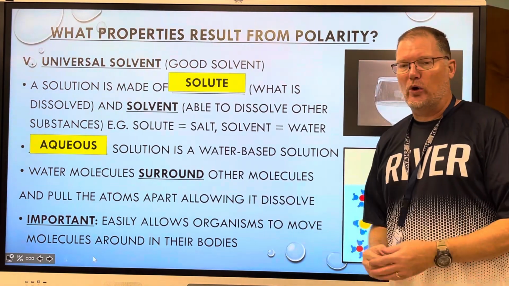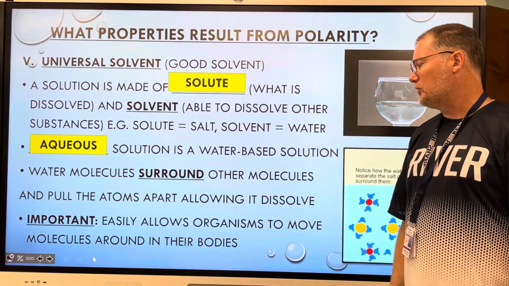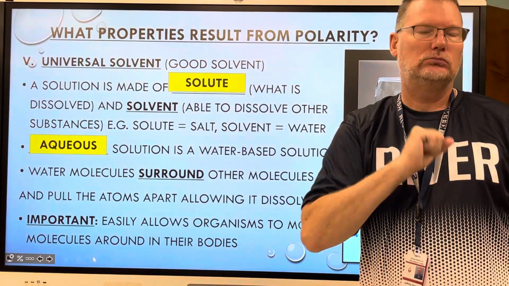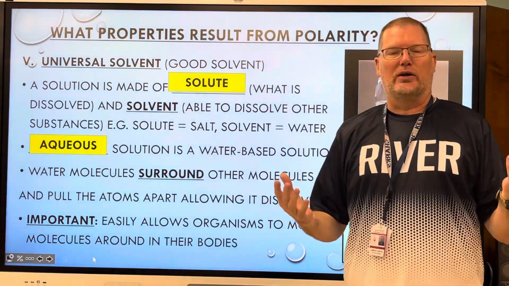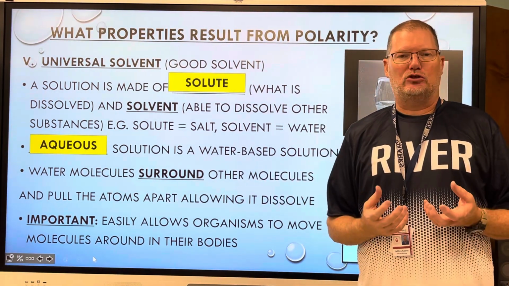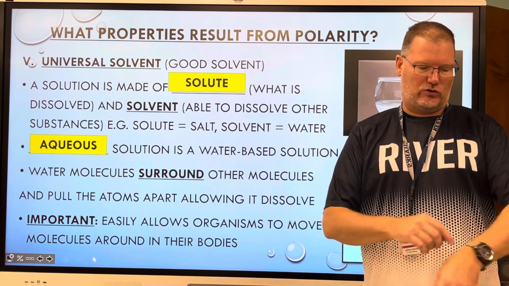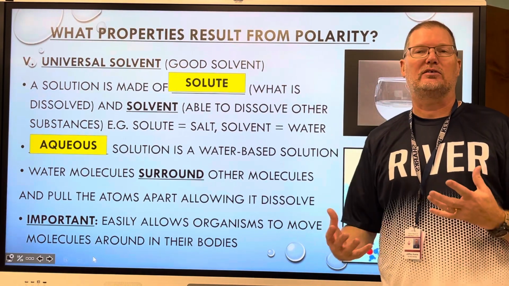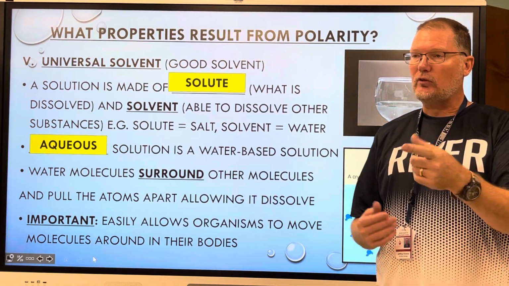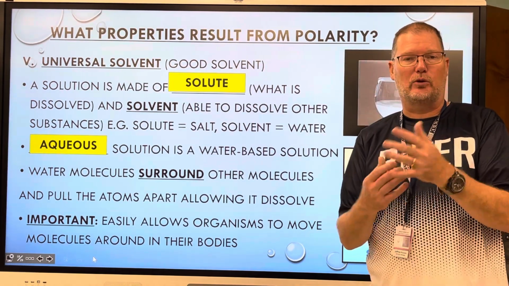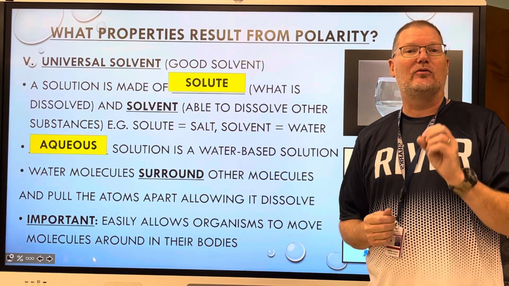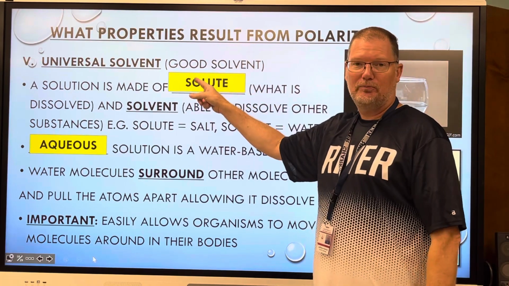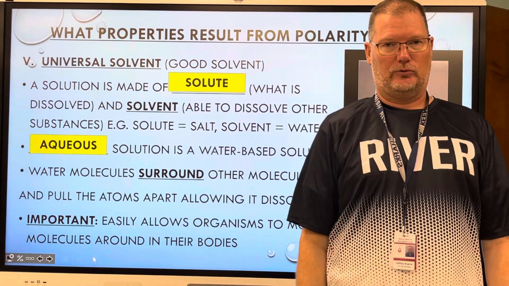And this is very important because it easily allows organisms to move molecules around their bodies. You eat a sandwich, goes down to your stomach. Now what? You can't take that sandwich and move it around inside your body and through your tiny vessels and into your tiny cells, microscope. It has to break those things down. And the only way to do that, your blood is mostly water and your cells are mostly water, is to dissolve those molecules in the water. And if water wasn't a good solvent, it couldn't do that, okay?